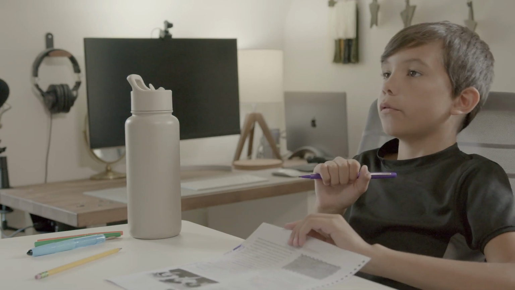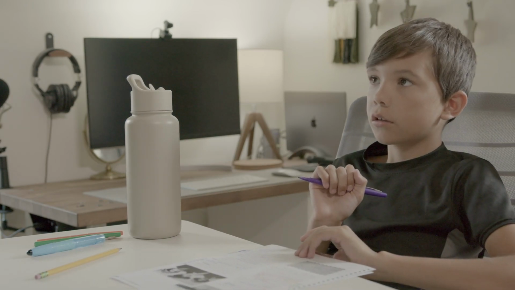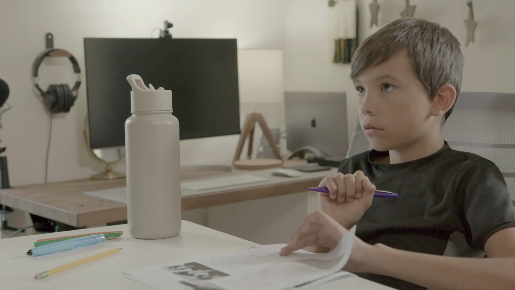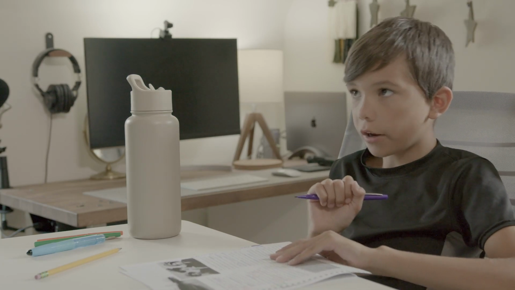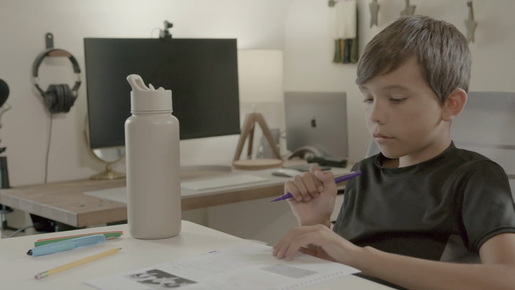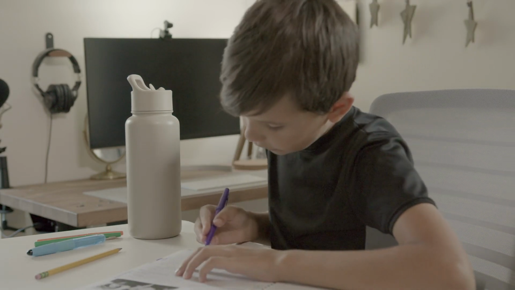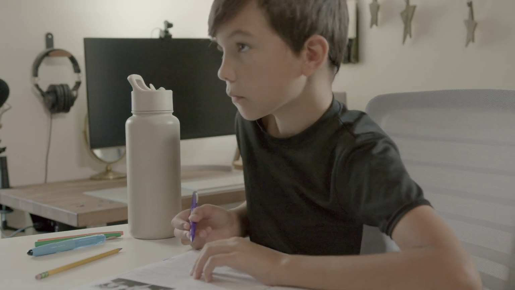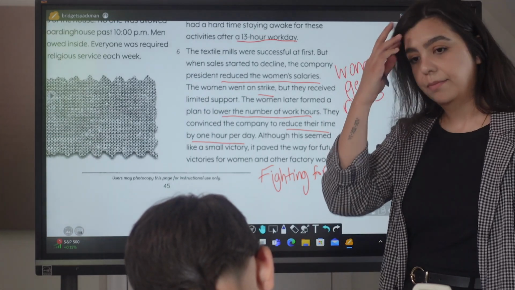They tried to say, hey, we're not going to pay you as much because we're not selling as much, which is kind of messed up. And then they went on what? Right. Strike. But then they were able to lower the number of work hours. Yep. And what else? They reduced it by 1 hour per day. Right? Mm-hmm.